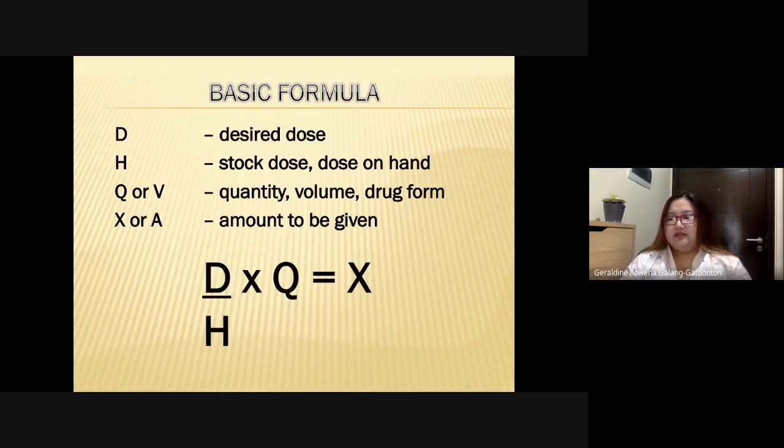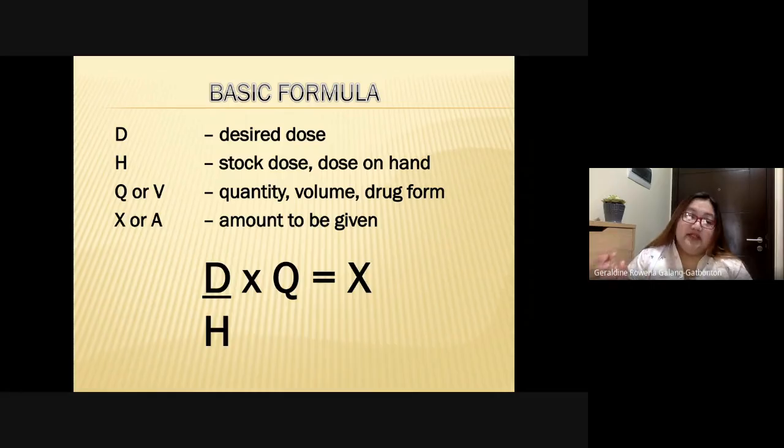Now, let us go to the basic formula. You just have to memorize this formula when computing drugs. Of course, to be able to compute drugs, you need to know the conversion factors I mentioned earlier. You have to review them and memorize them. Everything is in the book. So, to compute how much you are going to give a patient, you have to memorize this formula: D over H times Q equals X.